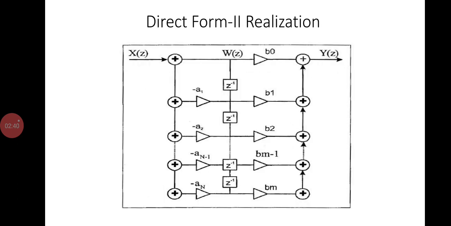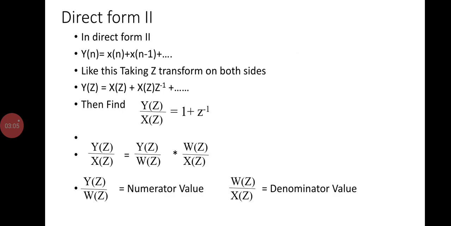This is the generalized block diagram of direct form 2. The only difference between direct form 1 and direct form 2 is that in the case of direct form 2, the delay elements come in the middle part and the summers go on the two sides. But in the case of direct form 1, the summers come in the middle part and the delay elements go on both sides. Okay, that's the only difference. No other changes there.